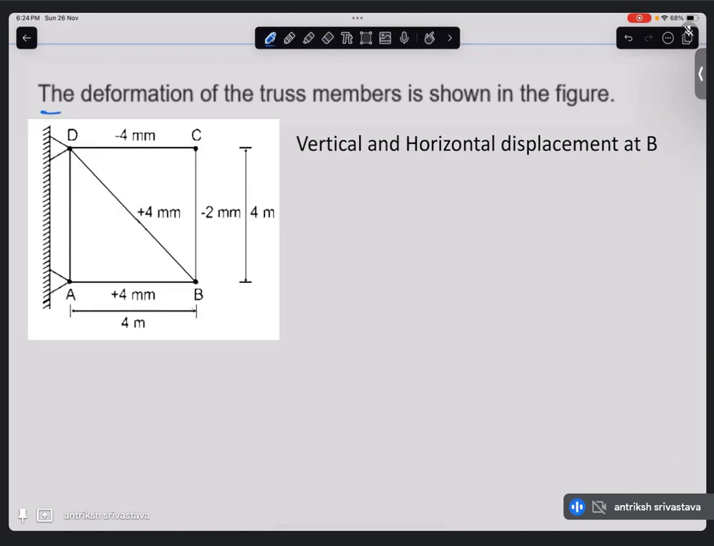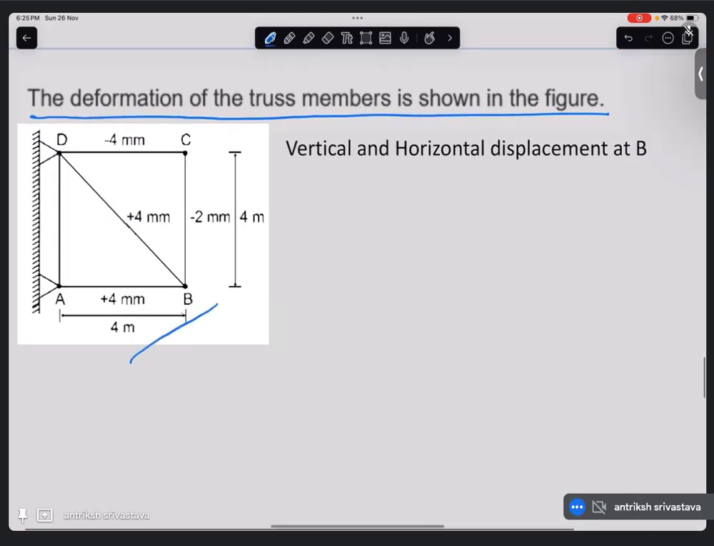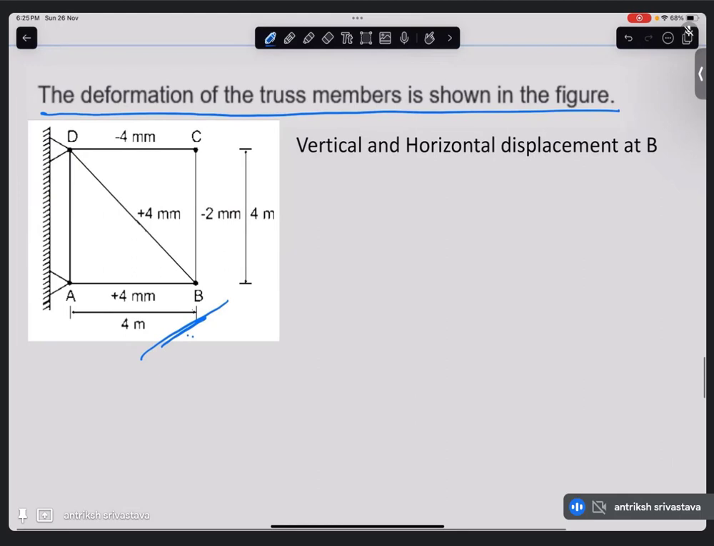The deformation of the truss members is shown in the figure. Each of these members: CB got contracted by 2 mm, BD got extended by 4 mm, CD got contracted by 4 mm, AB got extended by 4 mm. They are not saying anything about AD.